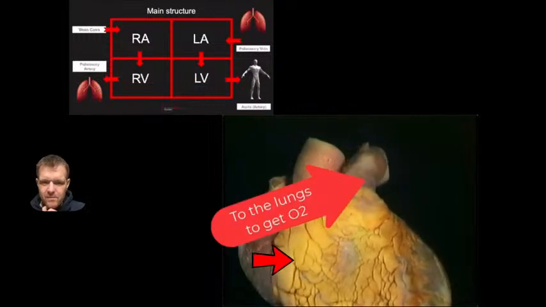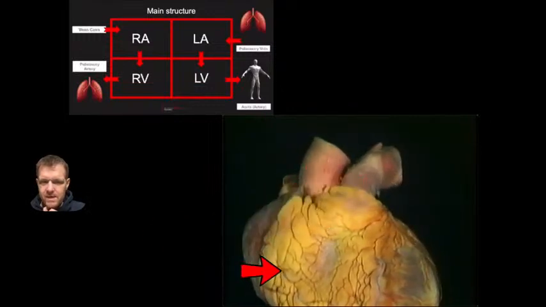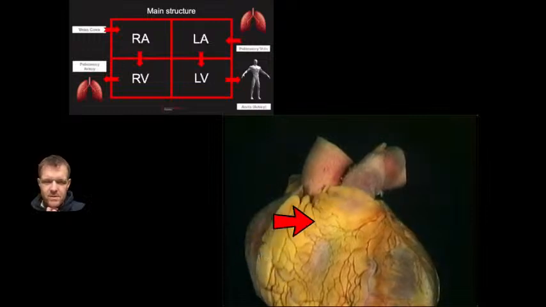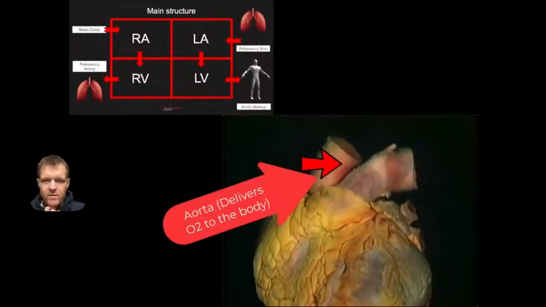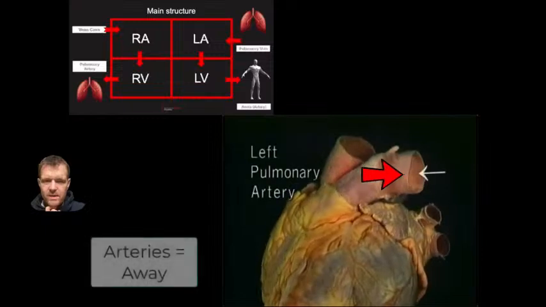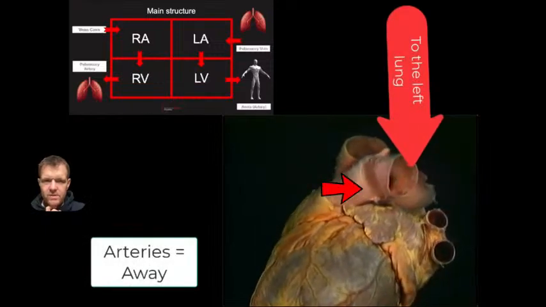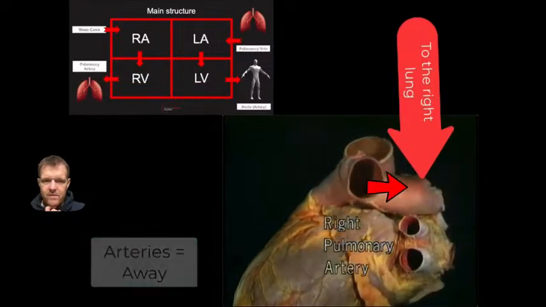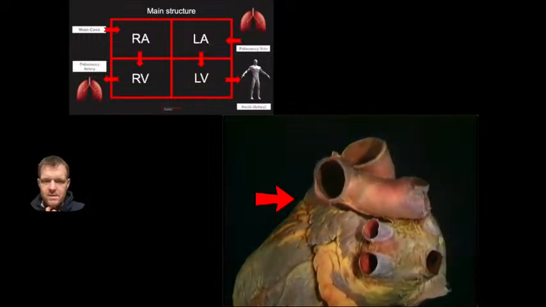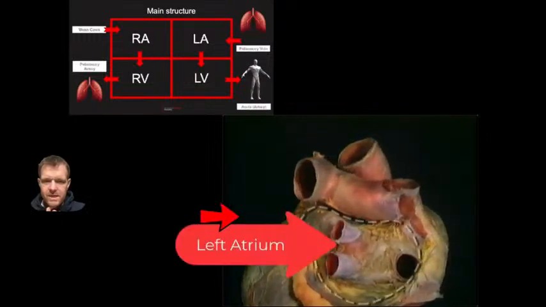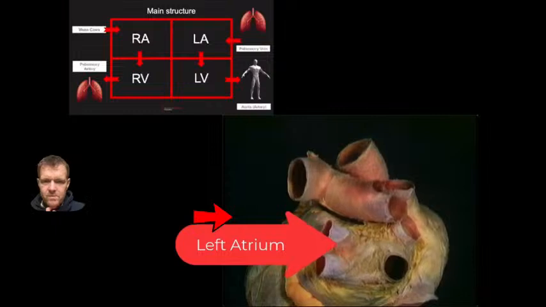Little bit of fat around this one. Okay, I think this is probably similar to the image that we saw last time. You've got the aorta and the pulmonary artery. So arteries away. So that's going to the left lung. It's going to the right lung. This is a really good image actually around the back here. I'll just pause that there.